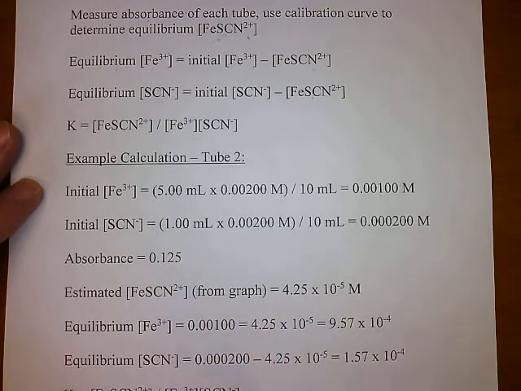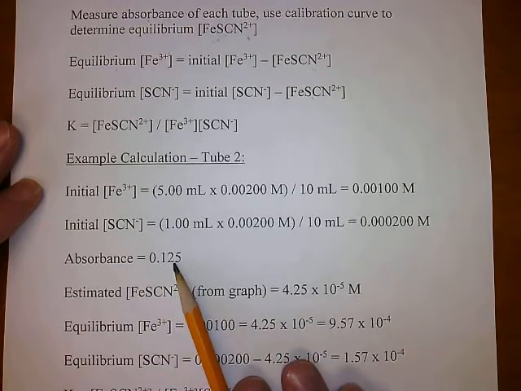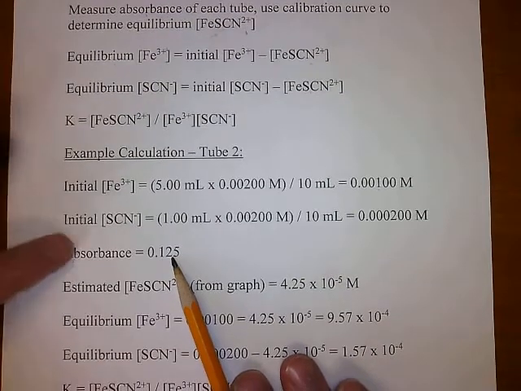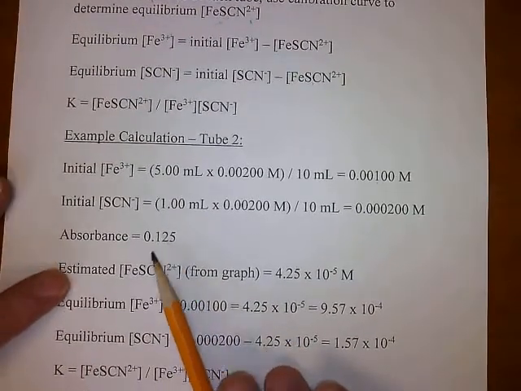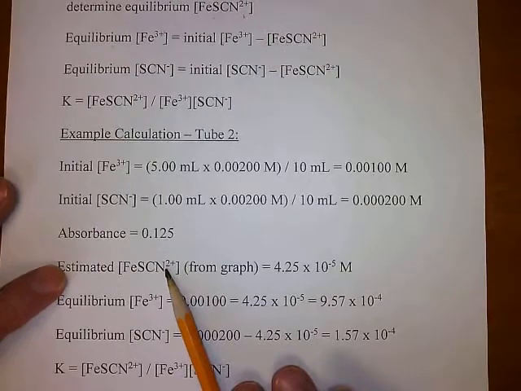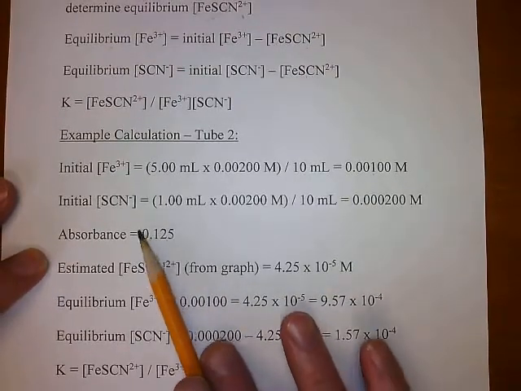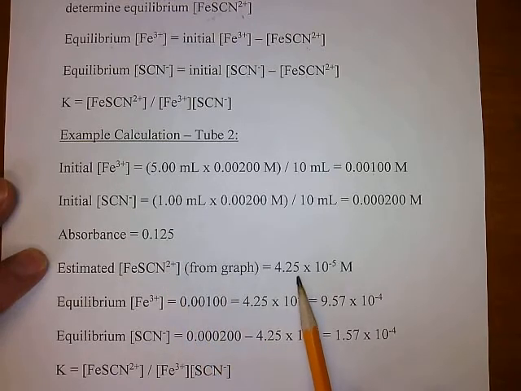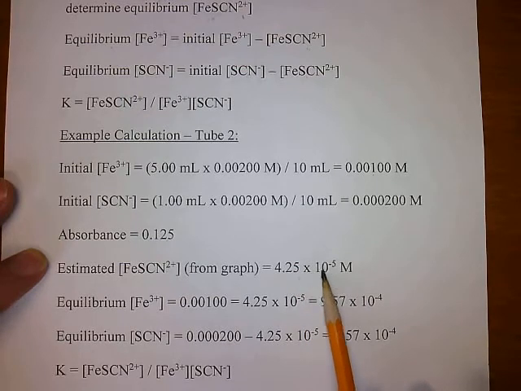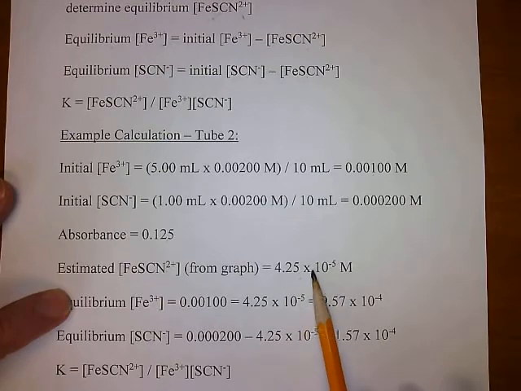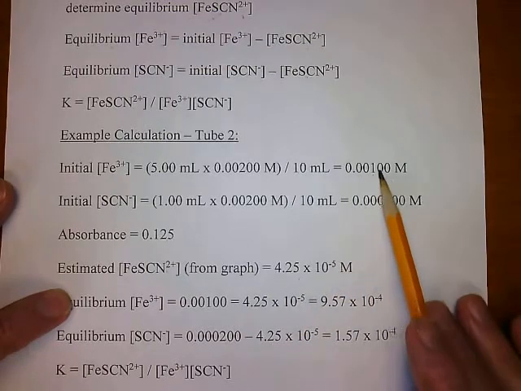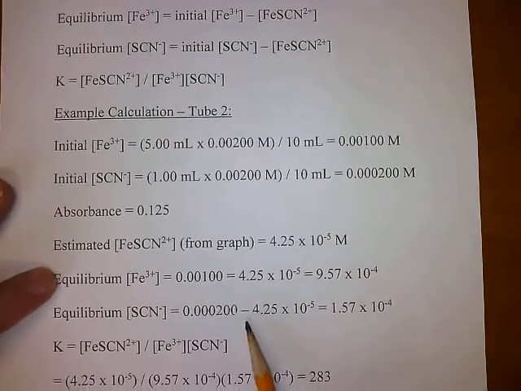Now let's suppose we go in, this is from an actual experiment that we did. Suppose the absorbance comes out to be 0.125. You measure the absorbance, it's 0.125. You consult the graph from last week and you find out that if the absorbance is 0.125, the concentration of the iron thiocyanate is 4.25 times 10 to the minus 5th molar. Right? So we then go and subtract this from our initial concentrations.